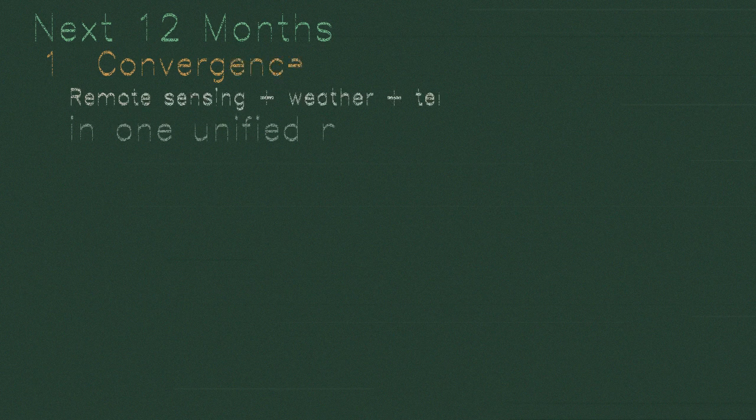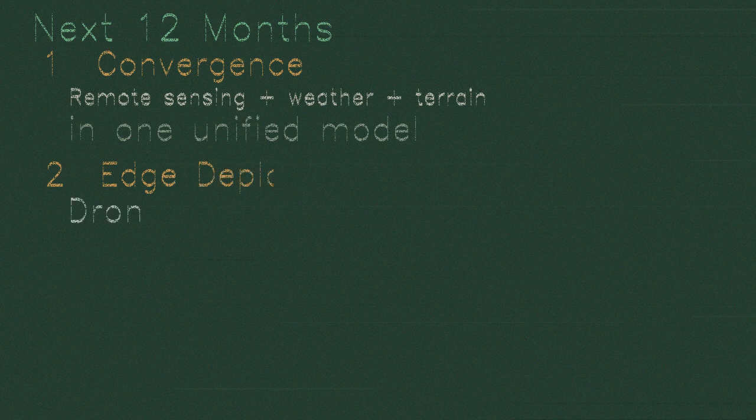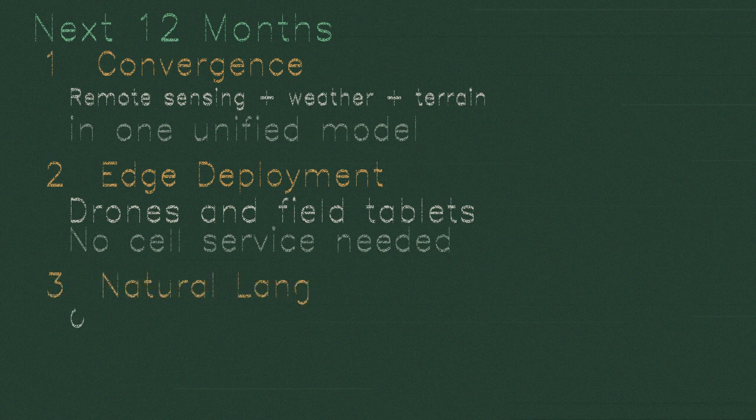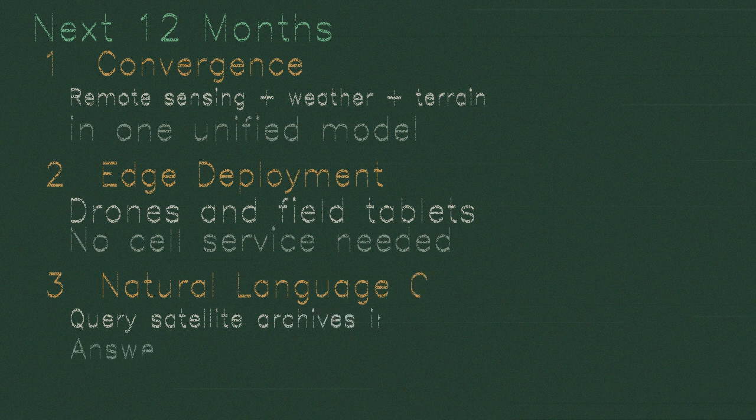3 things. First, convergence. We will see unified models that handle remote sensing, weather, and terrain data together. So a single model could tell you about forest health, fire risk, and soil moisture in one pass. Second, edge deployment. Smaller versions of these models running on drones and field tablets, so a forester doing a cruise can get AI-assisted species identification in real time without cell service. Third, the integration with large language models means you will be able to query a satellite image archive in plain English. Ask your GIS system to find all clear cuts within 5 kilometers of a salmon stream, and you get an answer, not a tutorial on how to build the analysis. That is coming fast.